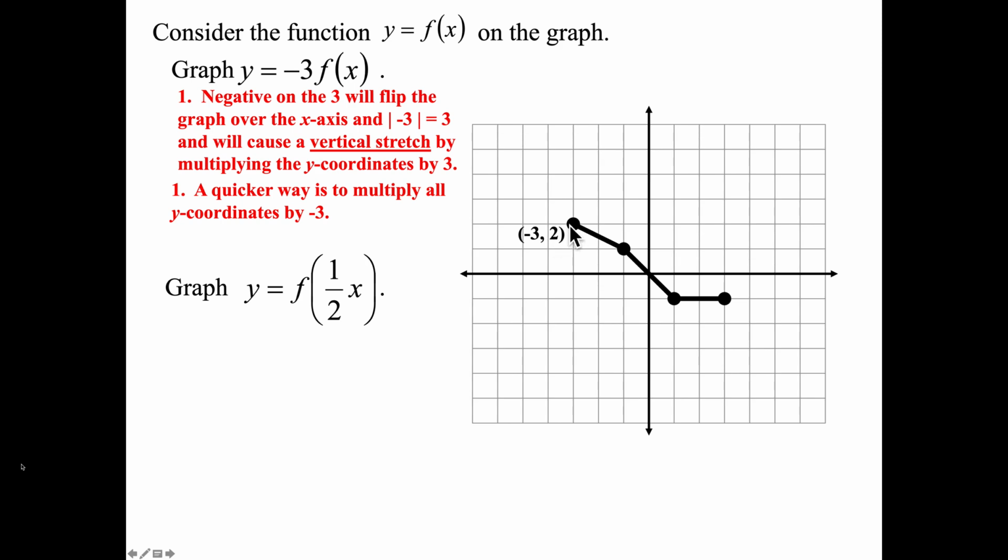So at this point being at negative 3, 2, take the 2, multiply it by negative 3 is negative 6. Okay, negative 3, negative 6. Just move that point down here. This point's at negative 1, 1. Multiply that 1 by negative 3 makes it negative 1, negative 3. This point's at 1, negative 1. Take the negative 1, multiply by negative 3 makes it 1, positive 3. So I'm doing the flip and the stretch at the same time. This point's at 3, negative 1, so that will be 3, positive 3. Connect them together, and there's your graph.